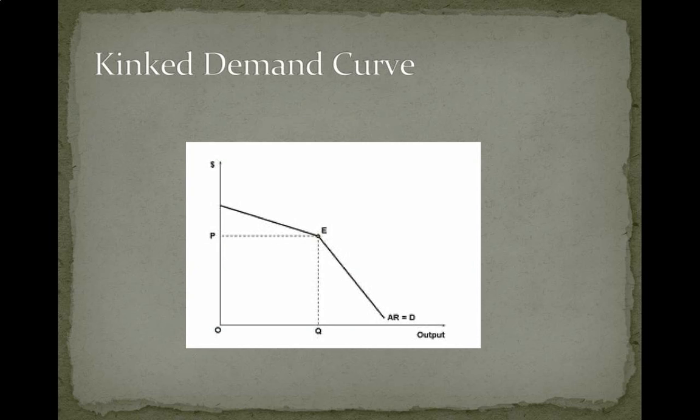When we look at this demand curve, this is the demand curve that usually represents an oligopoly. And what we have here is called a kinked demand curve. What we see at the top part of the kink is where demand is more elastic, and at the bottom it's more inelastic.